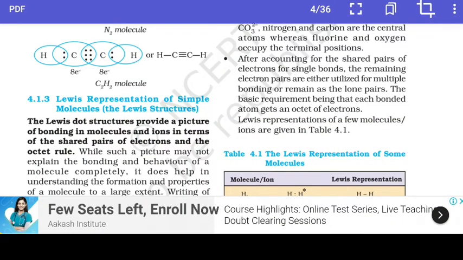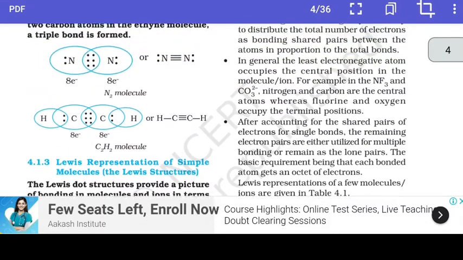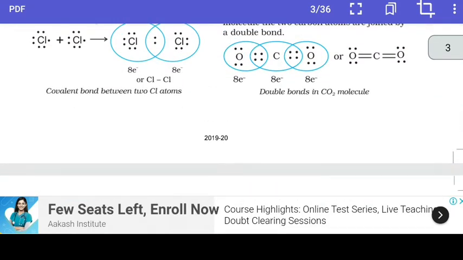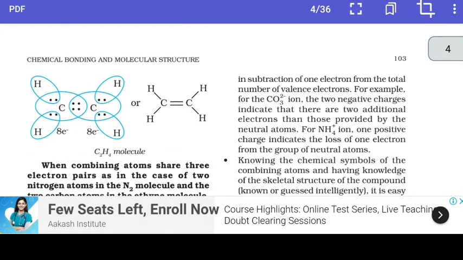In the last class, we already discussed Lewis structures and the octet rule, and in the case of helium and hydrogen, the duplet rule. In this class, we discussed some Lewis structures of molecules like ethane and acetylene, and some ions like the carbonate ion and ammonium ion. So, without wasting time, we are going to start the Lewis structure of C2H4.